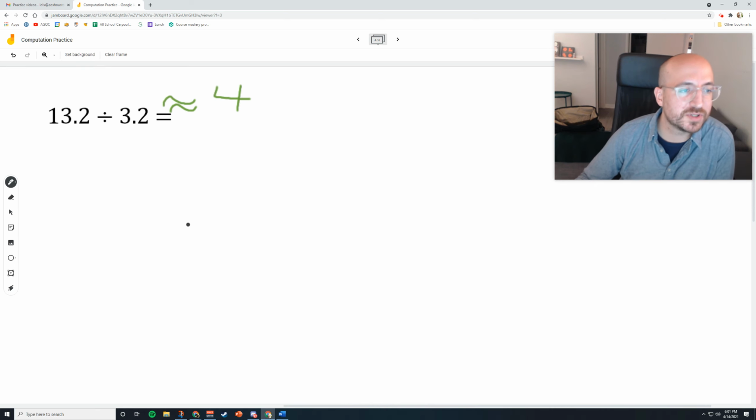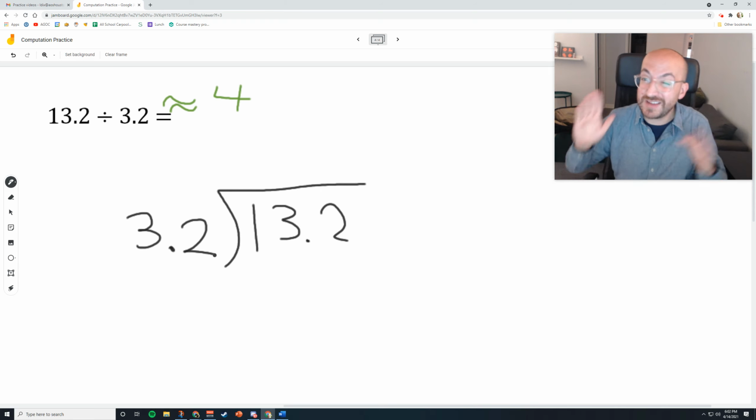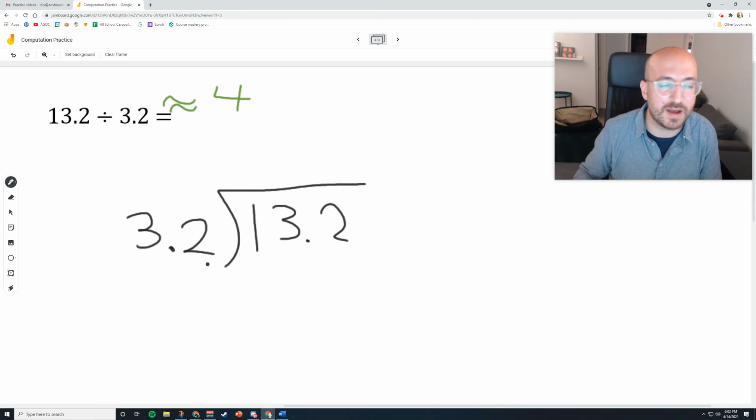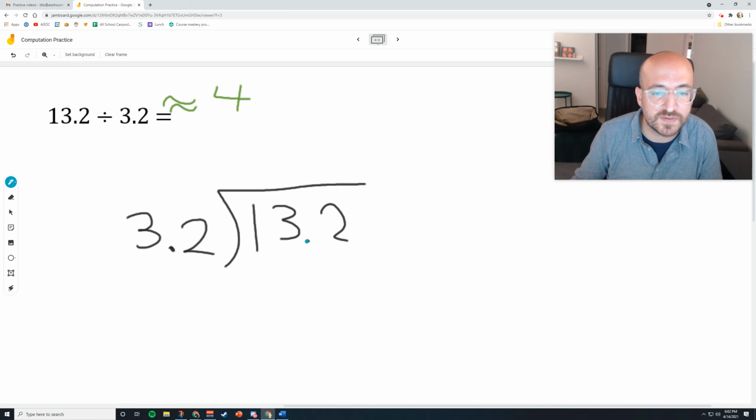Now let's do this division. So I have 13.2 and I'm going to divide it by 3.2. Now, we haven't really done a lot of this, though in Khan Academy, you have. But if I'm dividing by a decimal, I would rather divide by a whole number. So I'm going to increase my place value by moving the decimal point back. So now I move this back one and this back one.